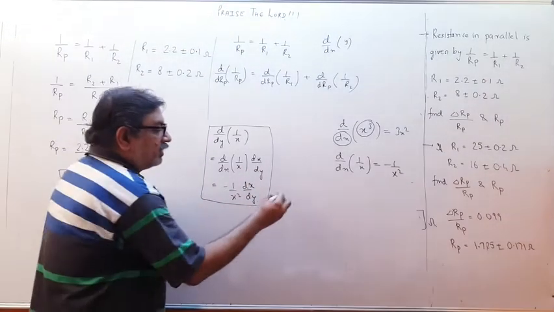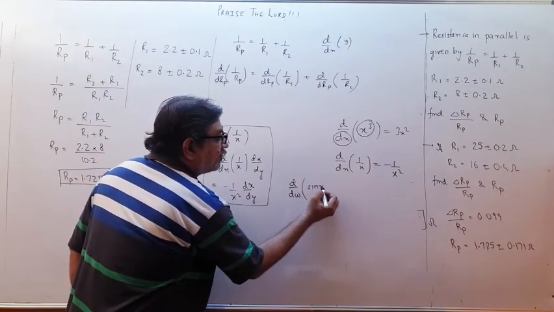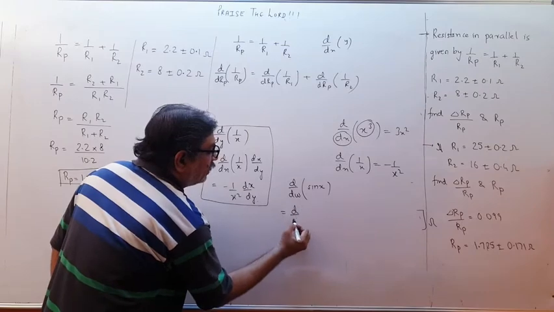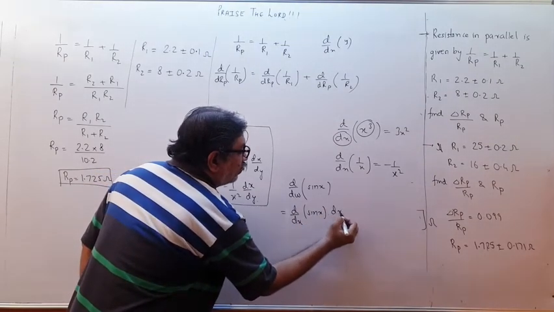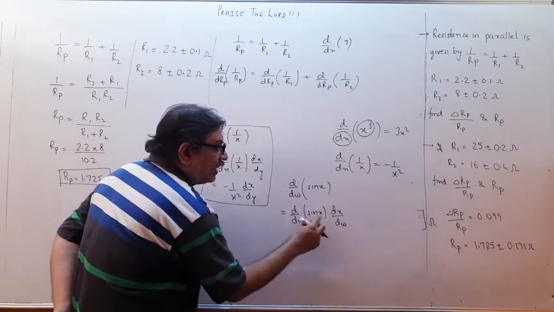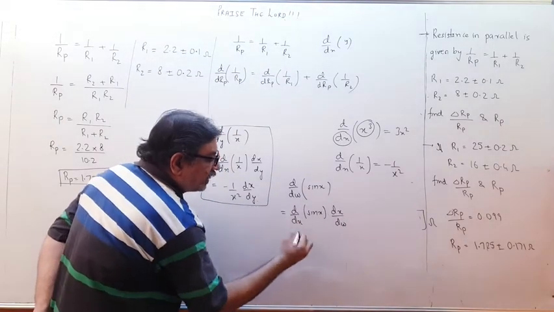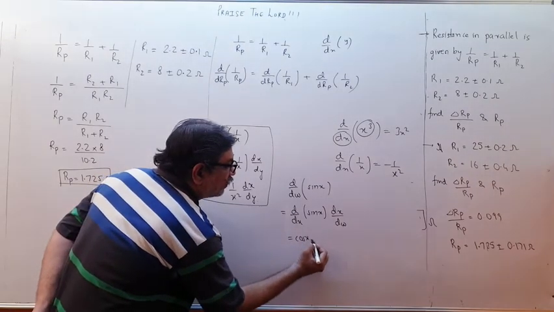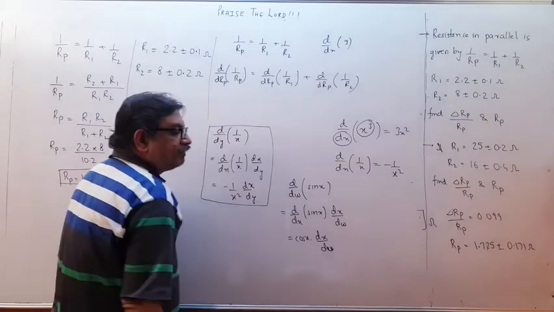If we have d by dw of sin x, then we have to write d by dx of sin x into dx upon dw, multiplying and dividing by dx and pushing dw forward. Now d by dx of sin x is cos x, so I will write it as cos x into dx upon dw. Like this you have to do.